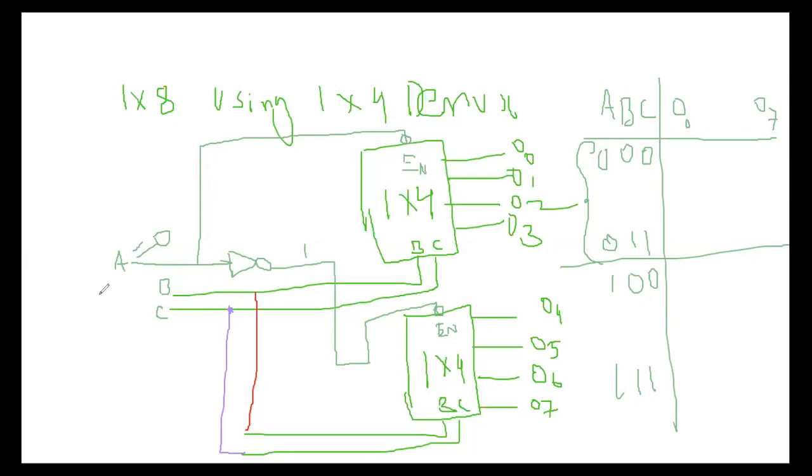When A is equal to 1, directly you get this bubble and this one is a disable, and with A equal to 1 the inverter output becomes 0, and now the lower 1/4 demultiplexer is enabled. The lower 1/4 demultiplexer is enabled.